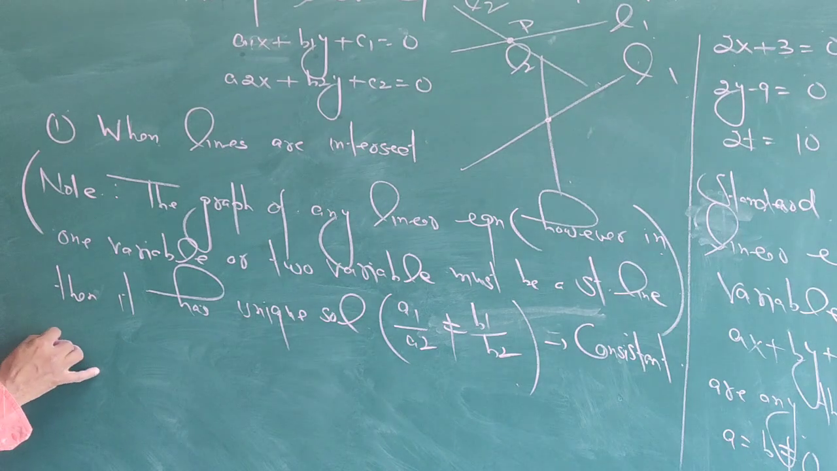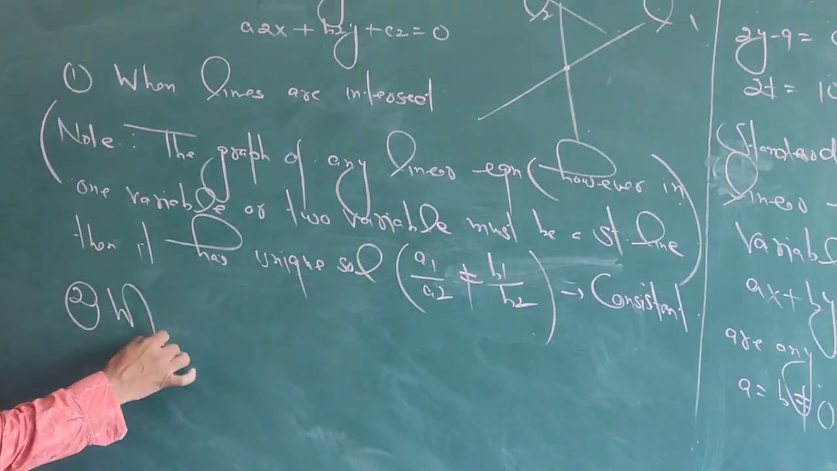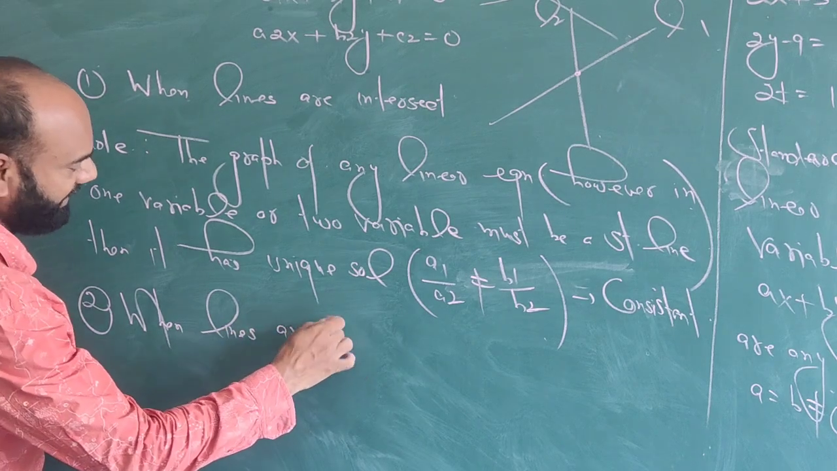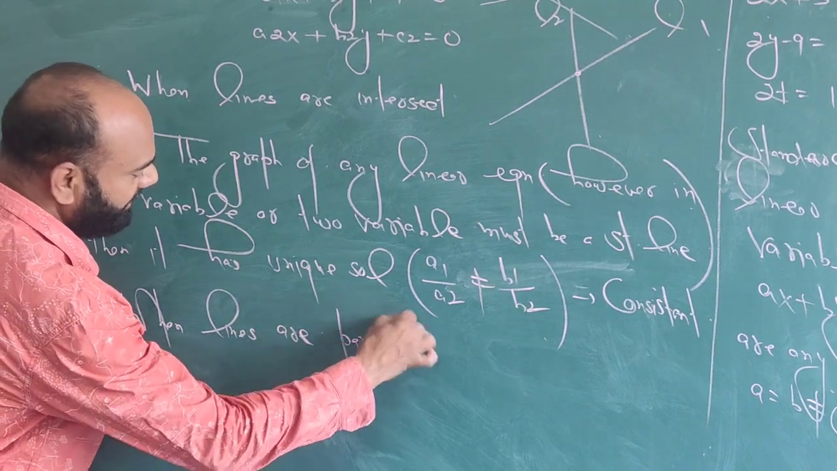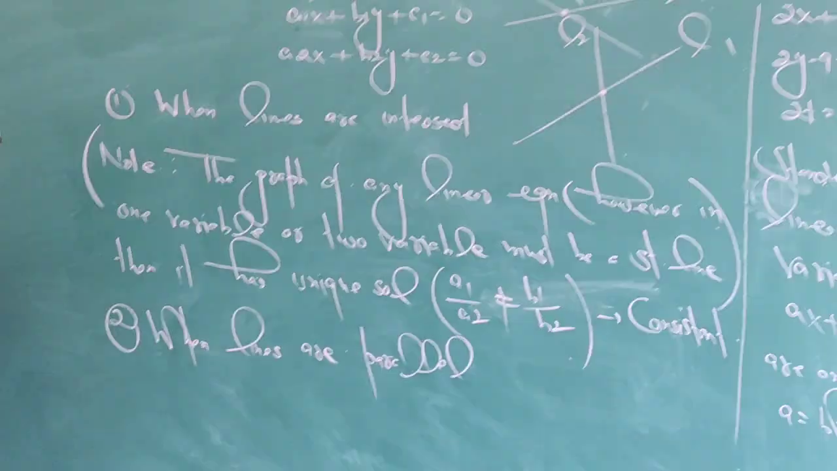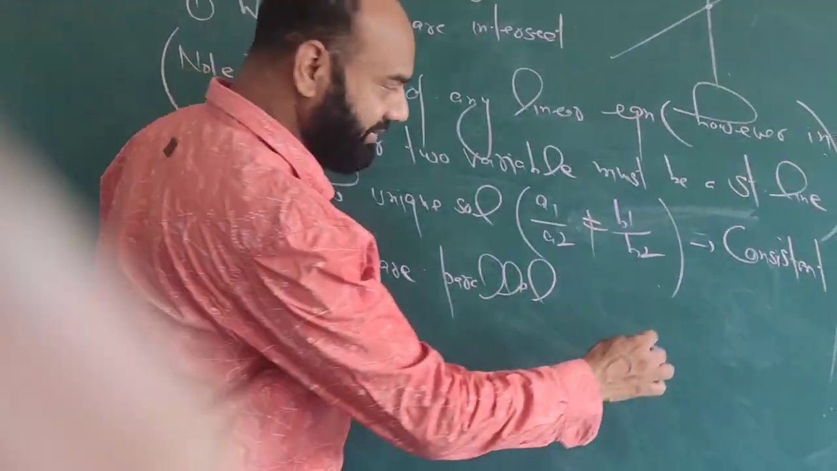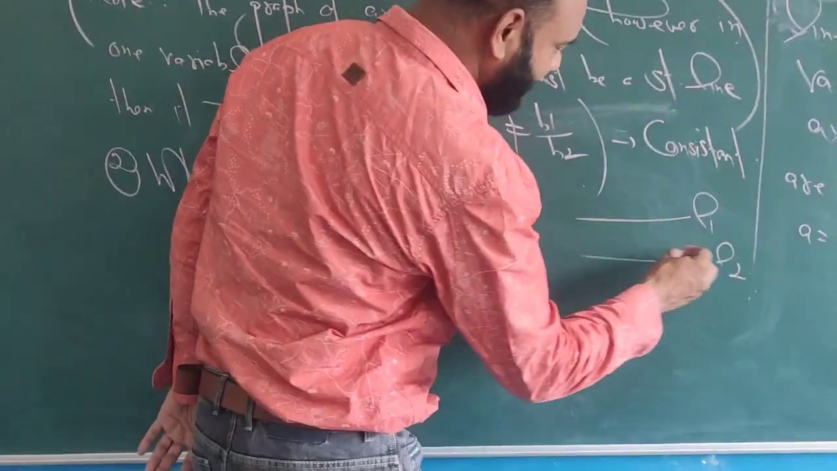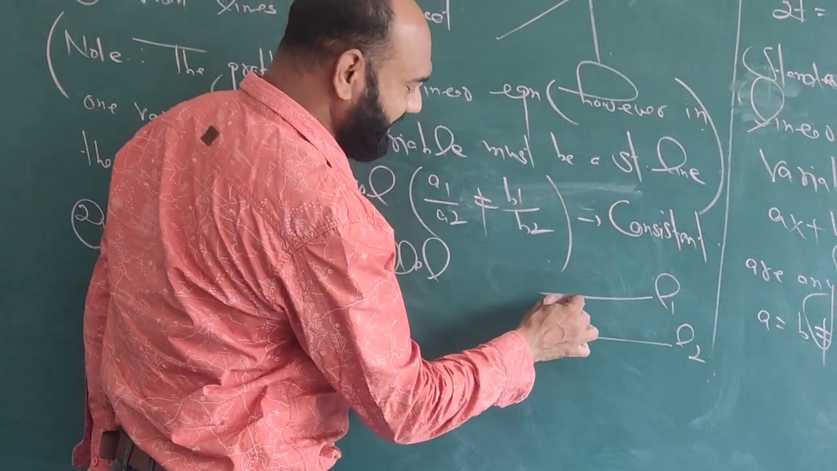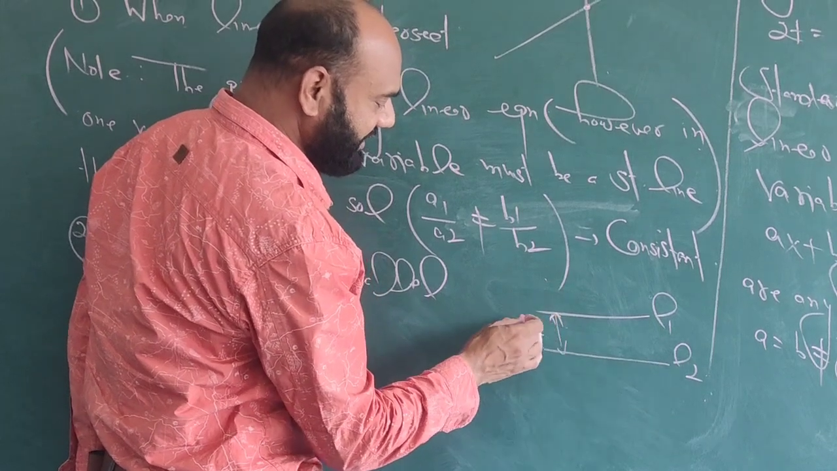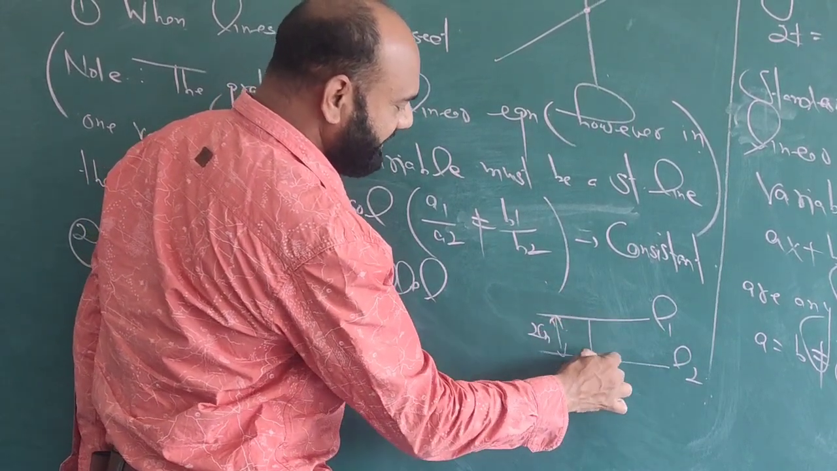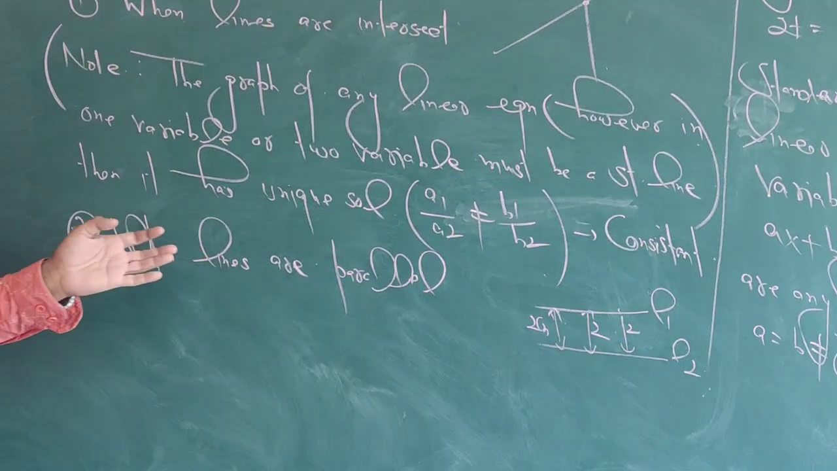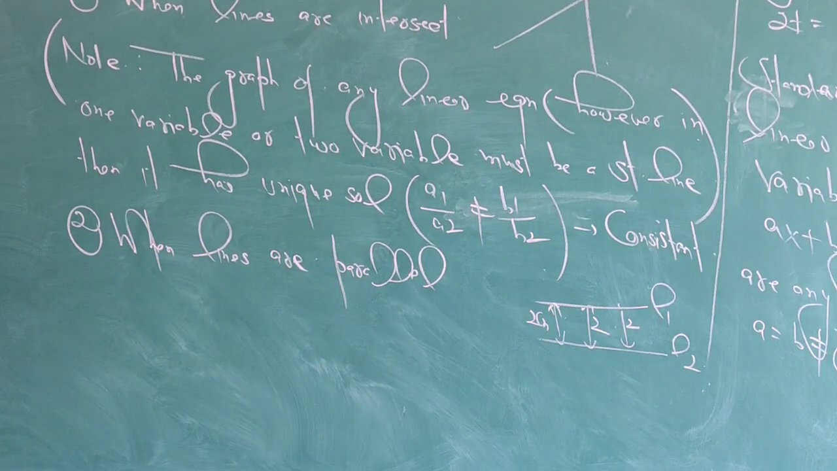And the second is when lines are parallel. We know any two lines are parallel when the distance between them is always the same. For example, this is L1 and this is L2. When these two lines are parallel, the distance between them is always the same. Suppose this is 2 centimeter, then this is also 2 centimeter, then this is also 2 centimeter. So parallel lines never intersect at any point.